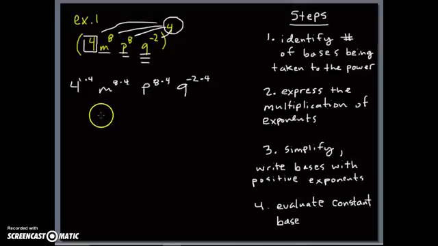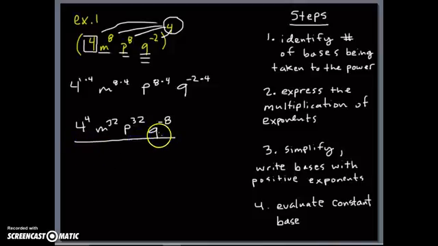Our third step is to simplify the multiplication and write as positive exponents. So 4 to the first power times the 4th power is just 4 to the 4th power. 8 times 4 is 32, so we've got m to the 32nd power. We've got p to the 32nd power. And we've got q to the negative 8th power. So this is a negative exponent because negative 2 times 4 is negative 8.